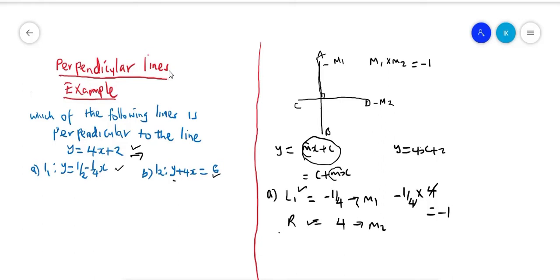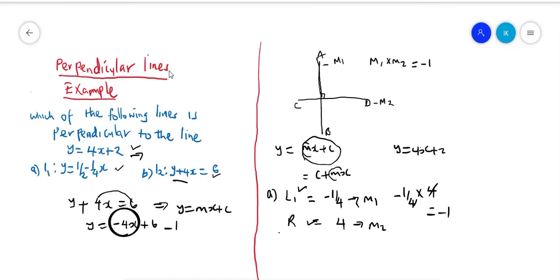So let's try also this one. Now if you look at this one, it's y plus 4x equals 6. Now this line is not in the form of y equals mx plus c. So we have to take this 4x to this side. So the new equation of this line will be y equals -4x plus 6. So now the gradient of this line, which is line L2, is -4.